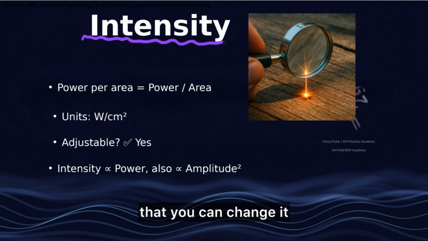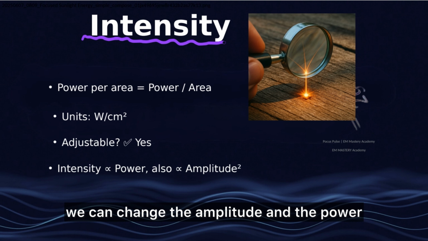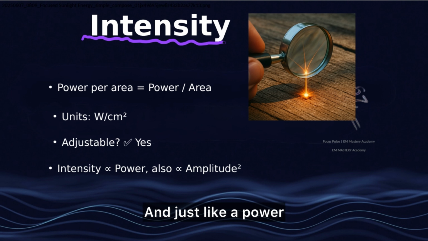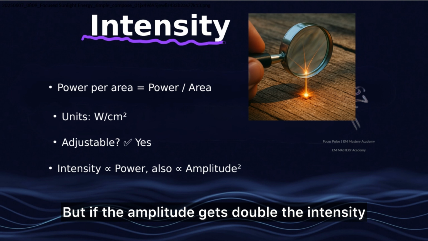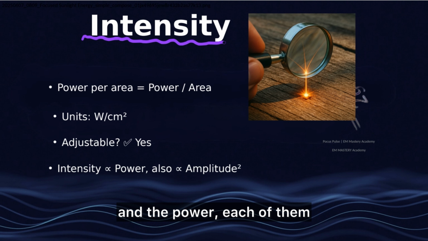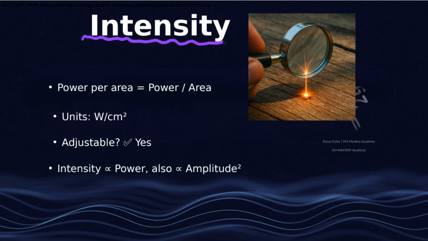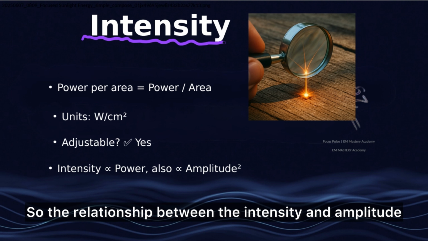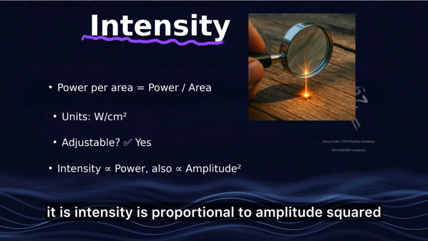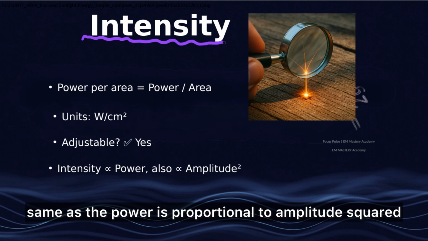And it is also something that you can change. So as a sonographer, we can change the intensity as we can change the amplitude and the power. And just like power, intensity increases a lot when amplitude goes up. What type of relationship is there between the intensity and the power? They are directly related to each other. If the power doubles, the intensity will double. But if the amplitude doubles, the intensity and the power, each of them, will get 4 times stronger. So intensity is proportional to amplitude squared, same as power is proportional to amplitude squared.